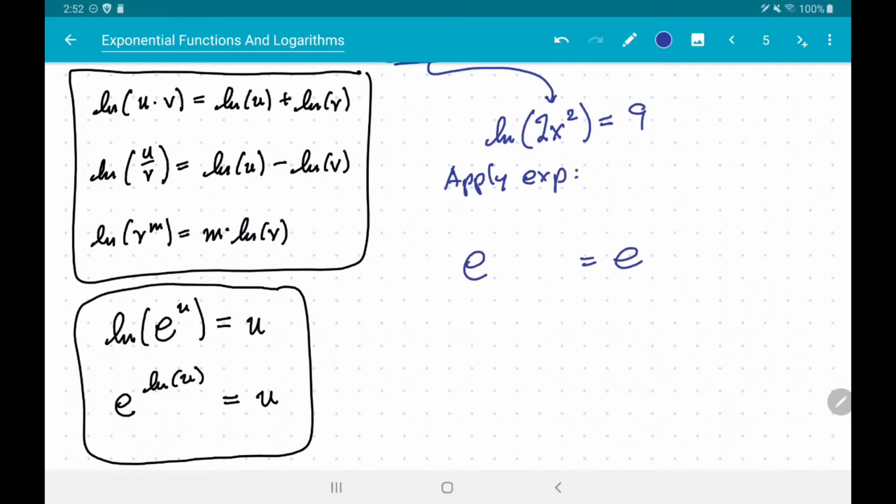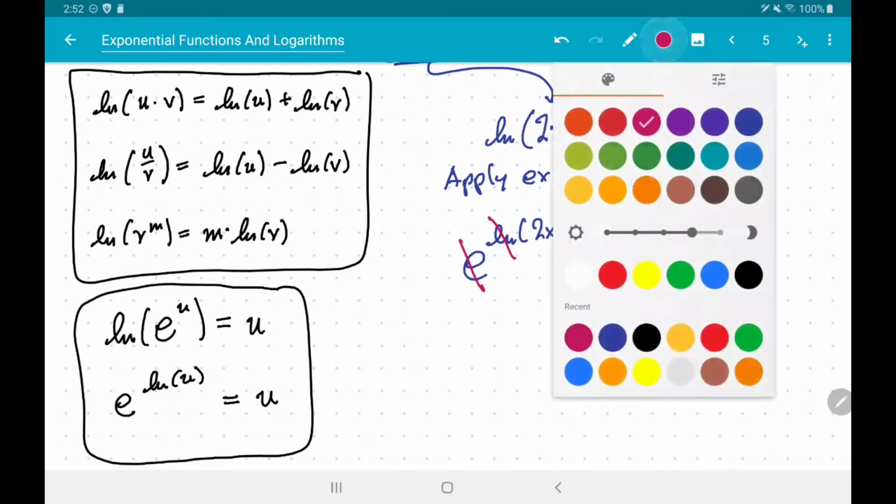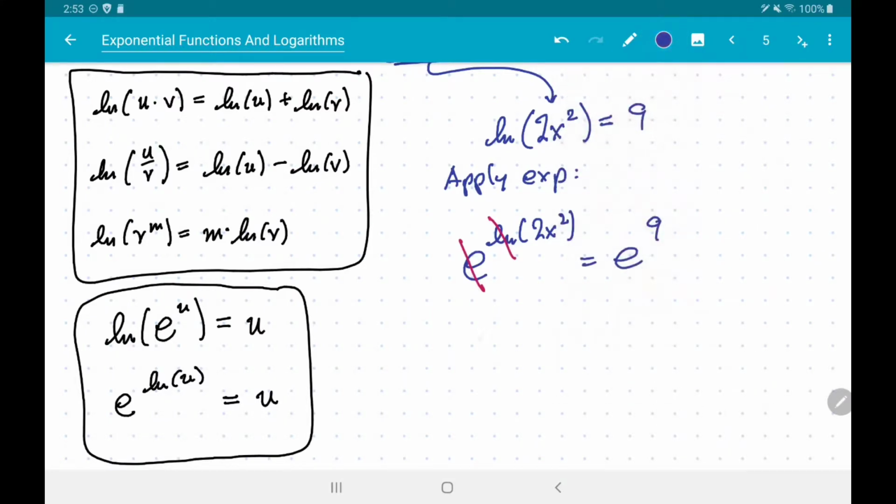And I'm going to put ln of 2x squared here and 9 over here. So again, I'm applying the natural exponential function to two things that are supposed to be equal. And when you apply the same function to equal numbers, you get another equation. The whole point of doing that, as I said, is that now the e to the power undoes the ln and leaves us with just 2x squared.